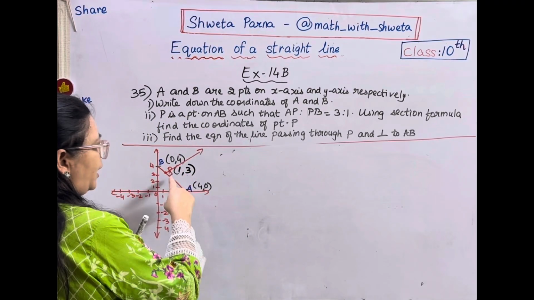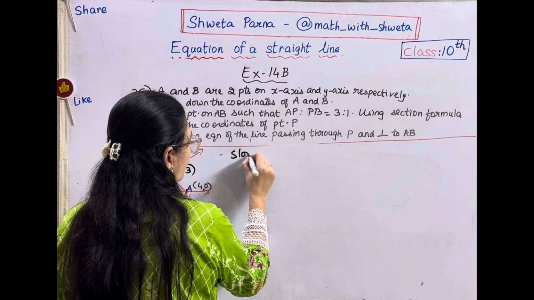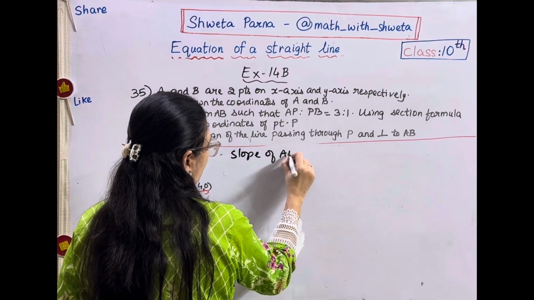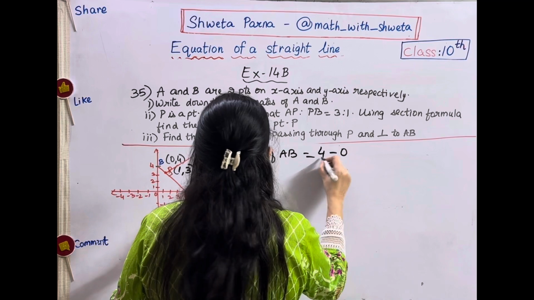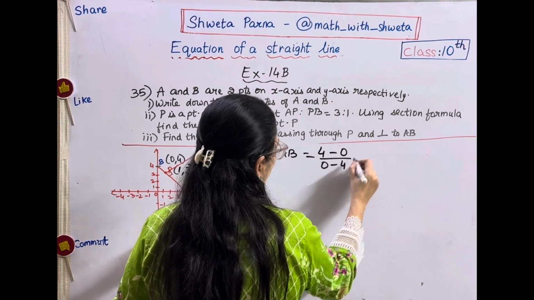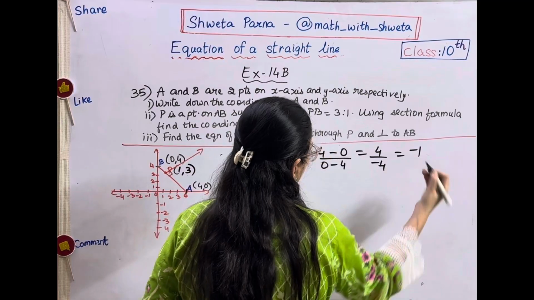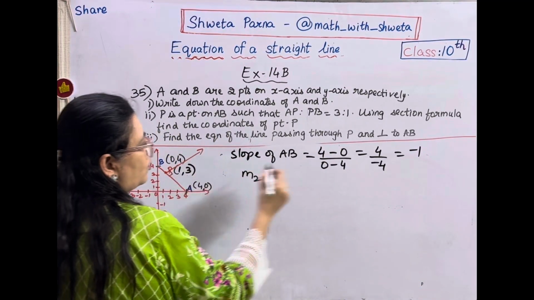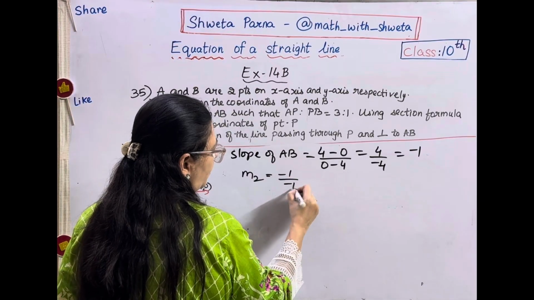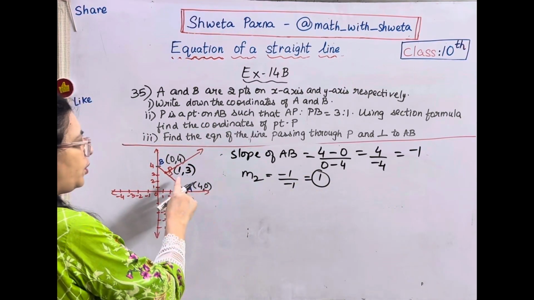Find the equation of a line passing through point P. So first we will find the slope of AB. It is y2 minus y1 upon x2 minus x1. 4 upon minus 4, which is minus 1. So m2, the slope, would be minus 1 upon minus 1. It is 1. Now you have the slope, you have the point.